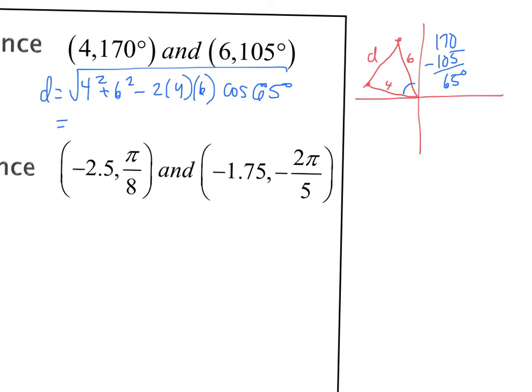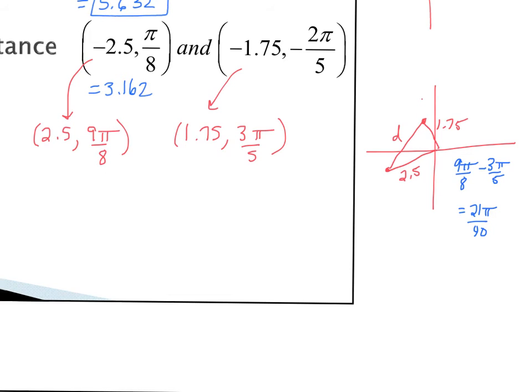And we will get 5.362 units. All right, for the next example, I want you to practice rewriting these points so that they have positive r's and thetas, drawing a sketch, and then calculating your distance. Your correct answer will be 3.162. Pause the video and take a few minutes to try and figure this out.